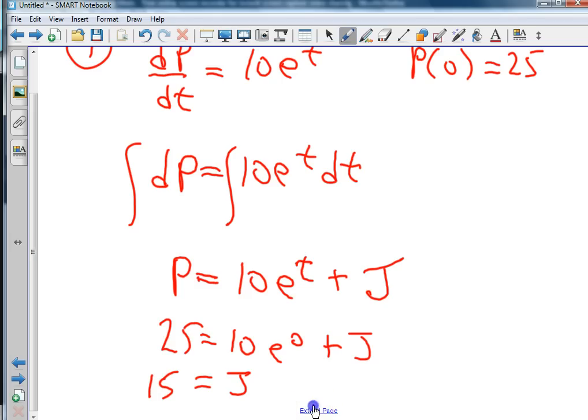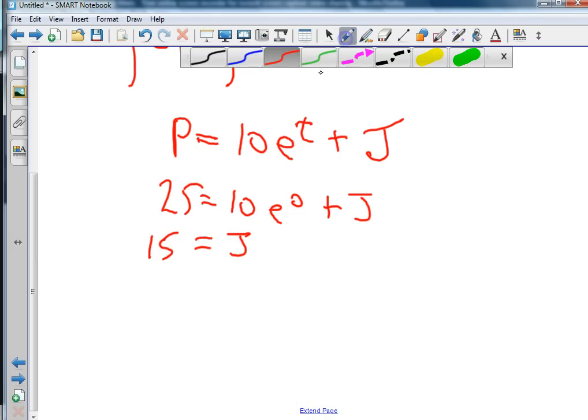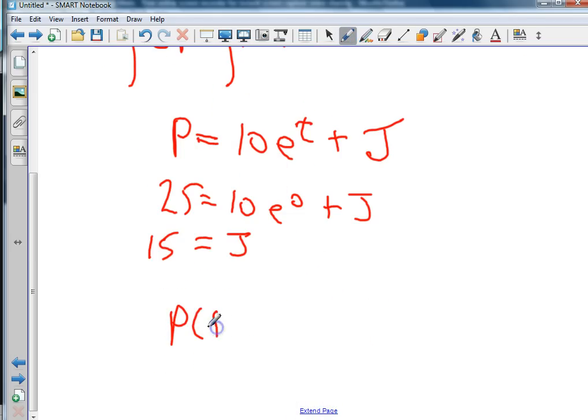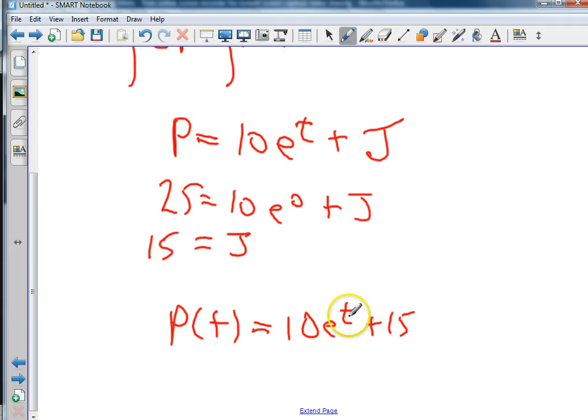the particular solution that includes that point we wanted is P of t is 10 e to the t plus 15. Not only is the derivative of this what we said it was, but it includes this point. If I plug in 0, I'll get 1 times 10 is 10 plus 15 is 25.